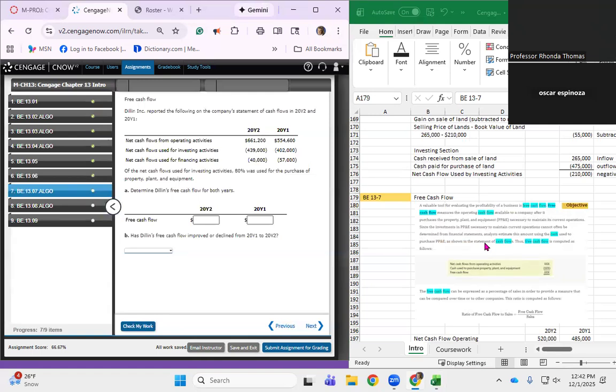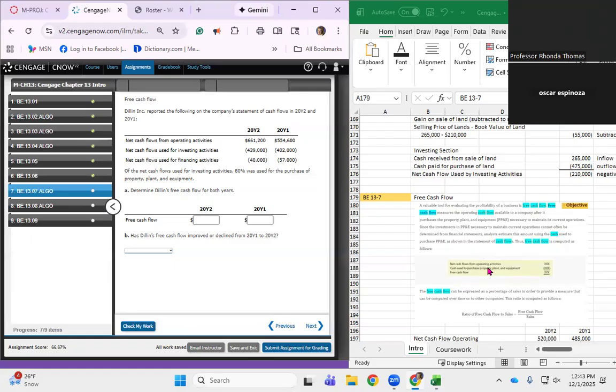Free cash flow measures the operating cash flow available to a company after it purchases the property, plant, and equipment necessary to maintain its current operations. Since the investment in PPE necessary to maintain current operations cannot often be determined from financial statements, analysts estimate this amount using the cash used to purchase property, plant, and equipment as shown in the statement of cash flows. Thus, free cash flow is computed as follows.